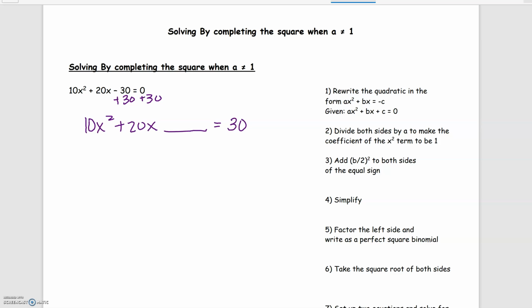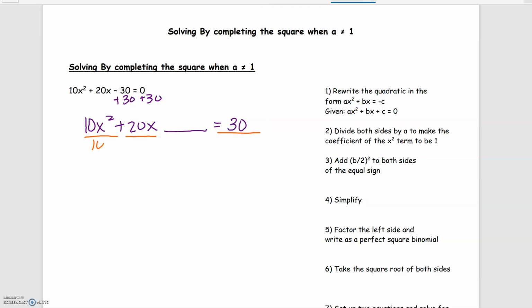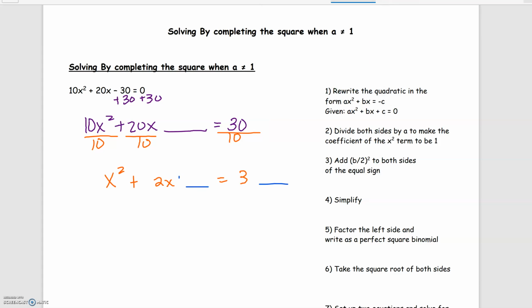But before we do our magic number, we want to divide by that common factor. So we're going to divide every single thing here by 10. So we get x squared plus 2x equals 3. And now we're going to do all the same steps that we did before. Magic number here. So 2 divided by 2 squared. And that means we are going to add a 1. And so we are going to factor this side here, and it becomes an x plus 1 squared.